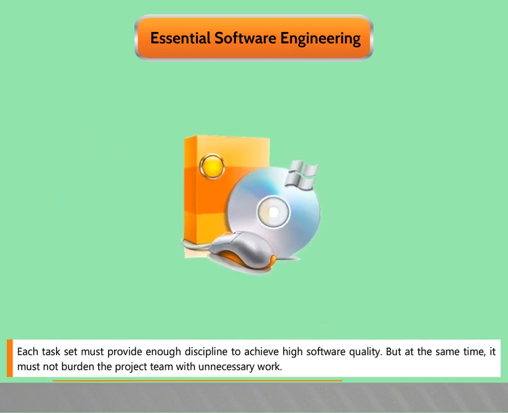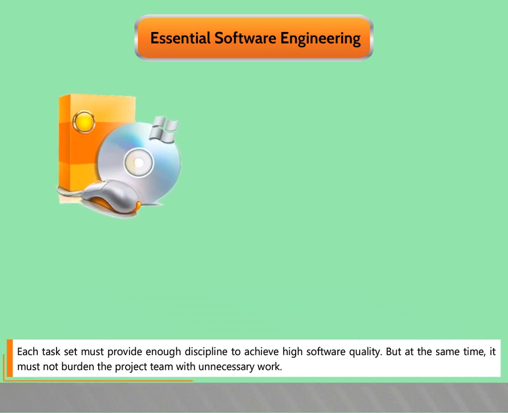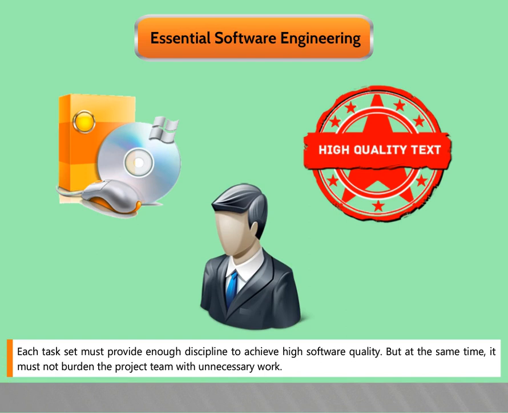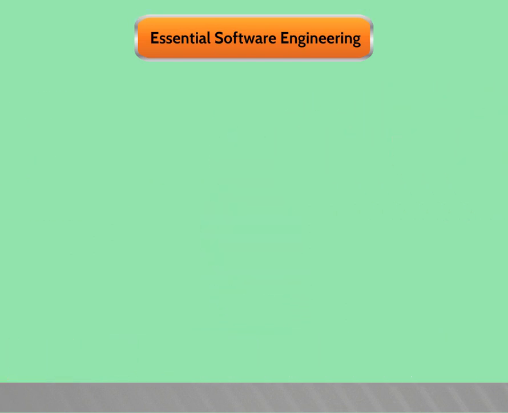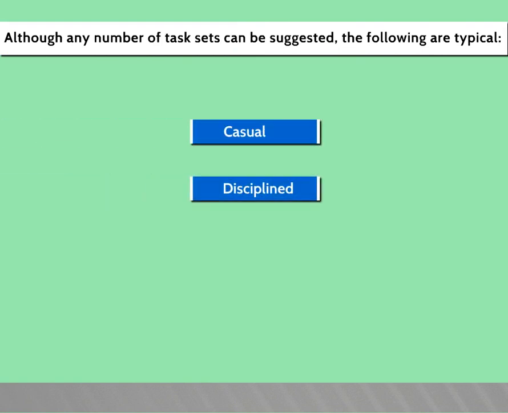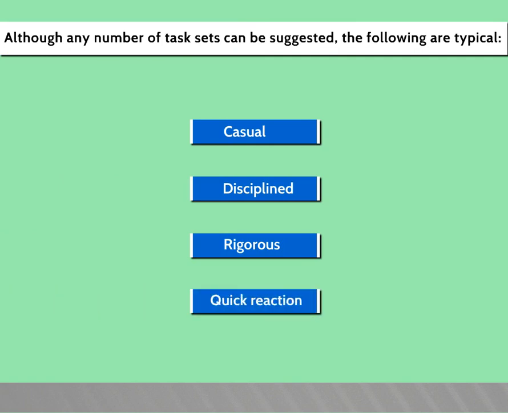Each task set must provide enough discipline to achieve high software quality, but at the same time, it must not burden the project team with unnecessary work. Although any number of task sets can be suggested, the following are typical: casual, disciplined, rigorous, quick reaction.